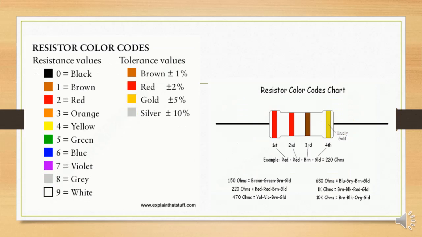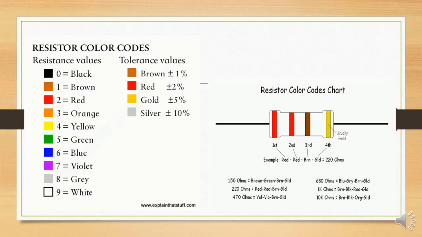We take, for example, you can see here this resistor color code chart. The first is red, so red means the value will be 2, the first digit will be 2. Second is also red, so 2 and 2, it means 22.